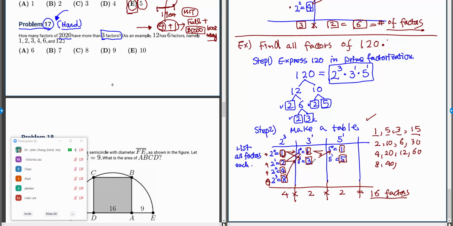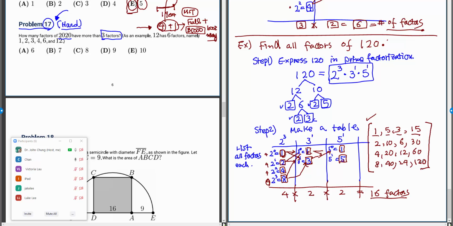Now we did the number 1. Now with number 3. 8 times 3 times 1 is what? 24. 8 times 3 times 5 is how much? 120. This is our factors. Wow, a lot. That's just 16 factors.